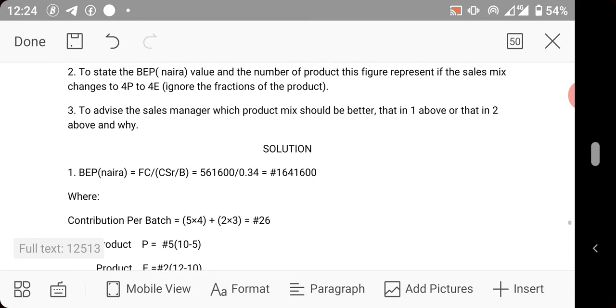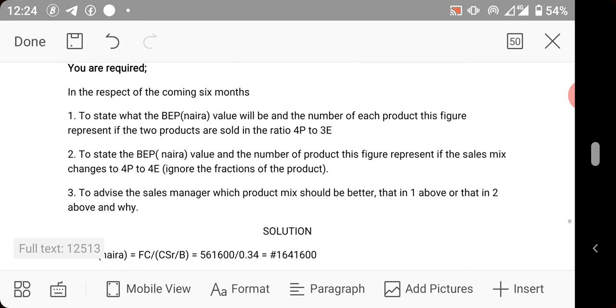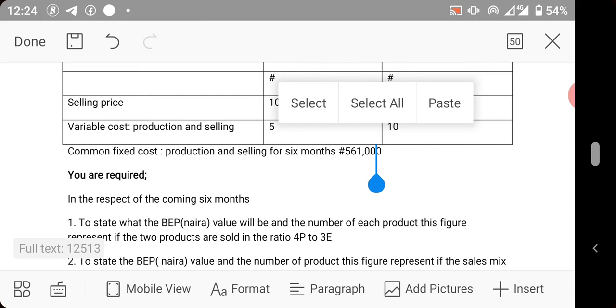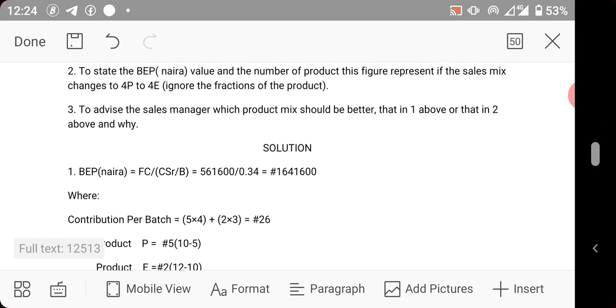So we have the solution. The break-even point in naira is FC divided by the contribution sales ratio per batch. The FC was actually given to us in the question: 561,000 naira. So having this FC is important, and you don't need to stress to get it. What you just need to do is to compute the contribution per batch using the formula that we discussed earlier at the inception of the class.